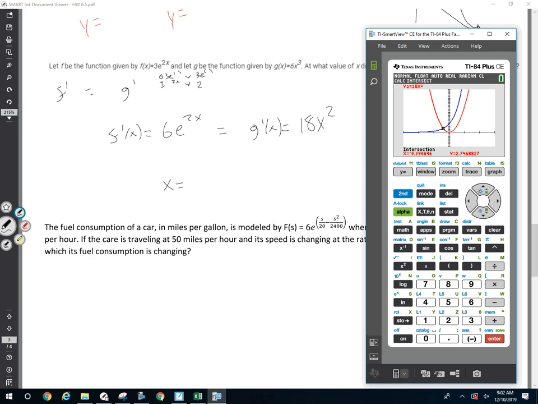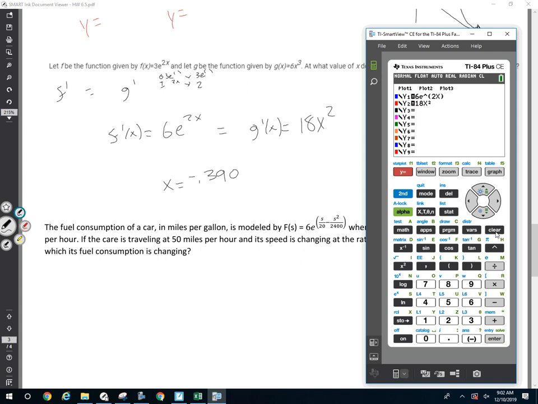Negative 0.390. If you graph the original equations, 3e to the 2x and 6x cubed, you'd see at negative 0.390, this tangent slope, and right here, that tangent slope are going to be the exact same.